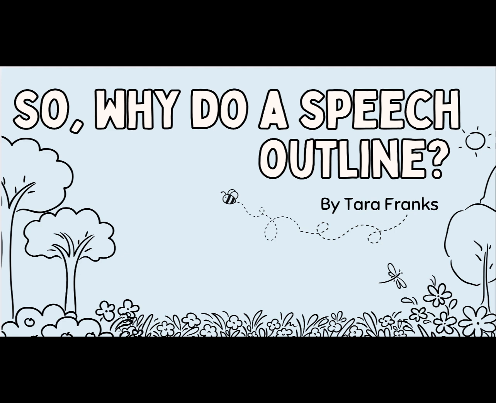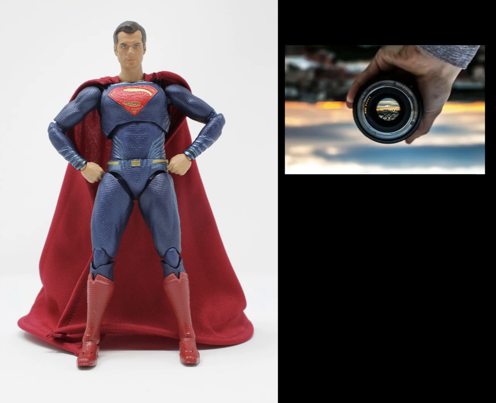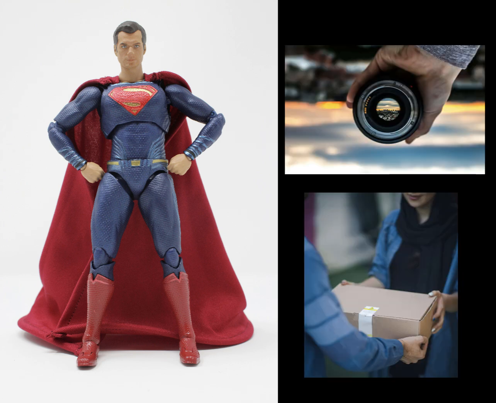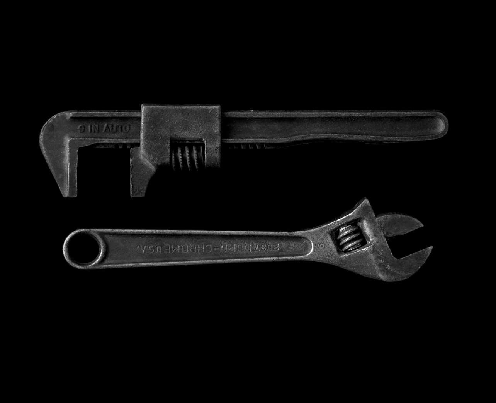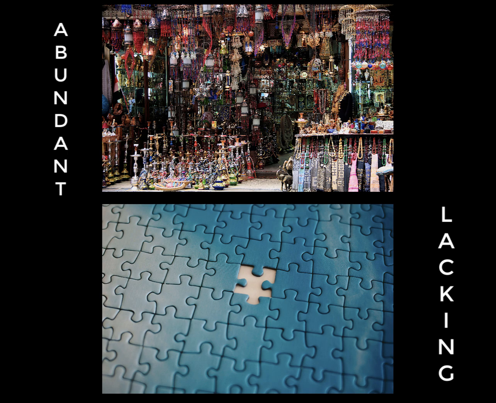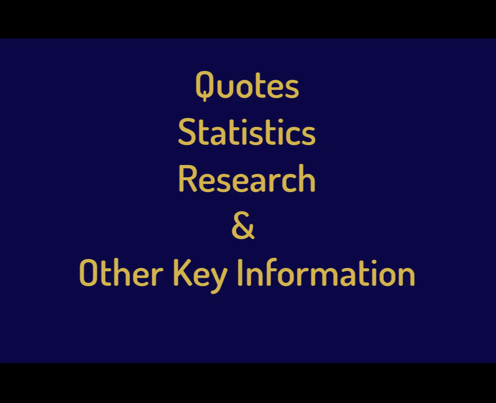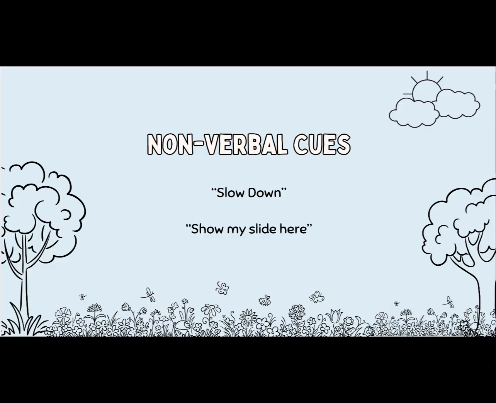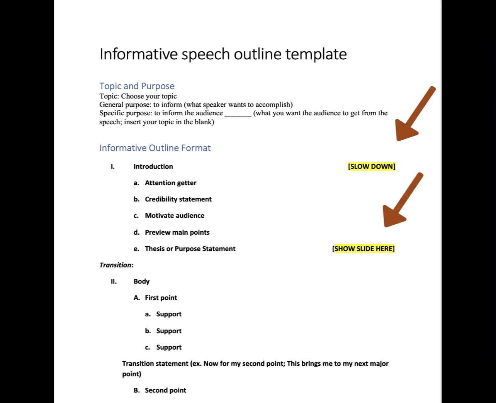So why do a speech outline? Research has shown outlines help speakers feel more confident, maintain focus, and improve their delivery. Outlines are an incredible tool for keeping your ideas organized and showing where content is overly abundant or lacking. They are also spaces to record relevant quotes, statistics, research, and other key information that should not be missed when giving a speech. Finally, outlines prepare speakers to add nonverbal delivery cues to their note cards and presentations, such as slow down or show my slide, by working them in alongside the content, and that assists with flow and practice.